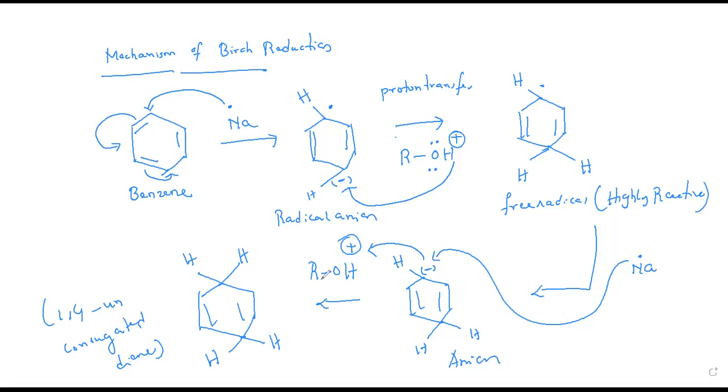So in the last step, again, what is happening? Proton transfer is going to take place, where the electrons will migrate towards the positively charged hydrogen to form a new sigma bond between the carbon atom and hydrogen. So this is called 1,4 unconjugated diene. So this is the simple mechanism of Birch reduction.